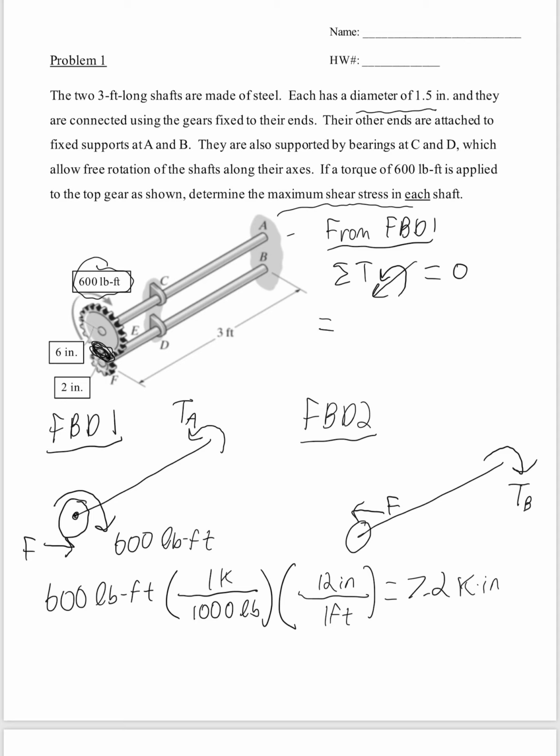So we have a positive T_A. We have a negative, this rotation here, which we said is 7.2. And then we have this force that's being applied. So plus force times the distance. We're given the radius is 6 inches. So F times 6.